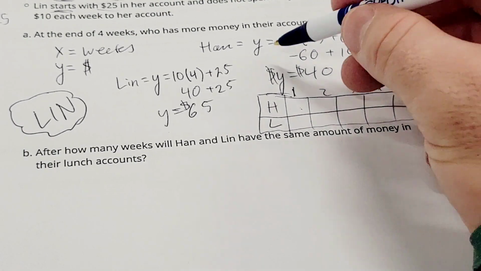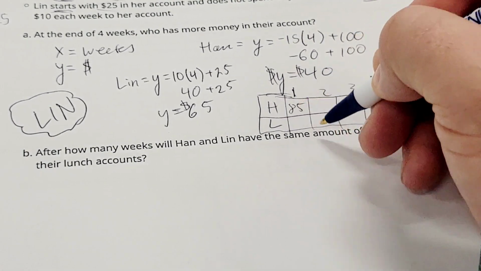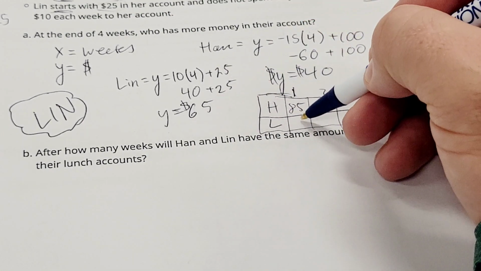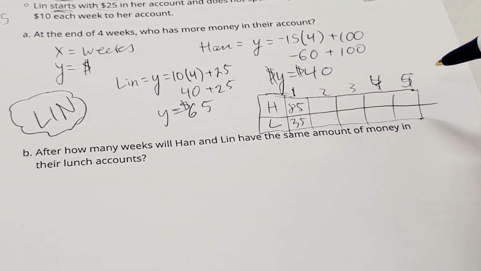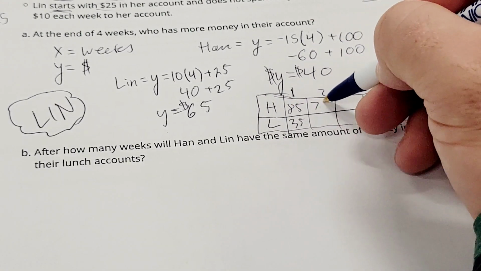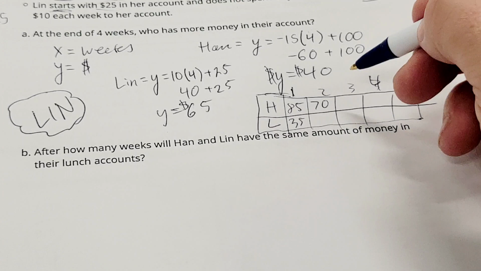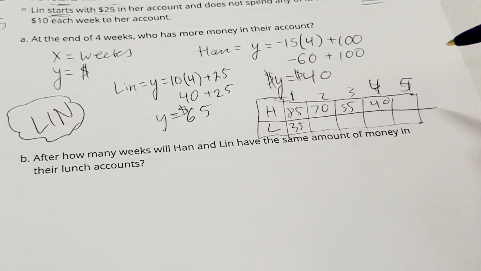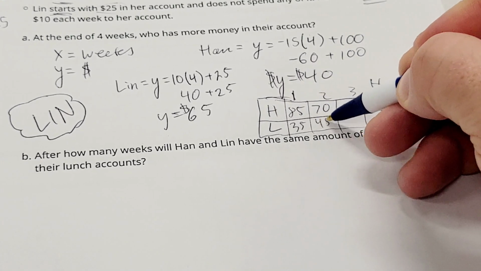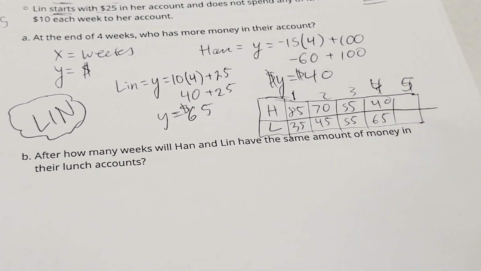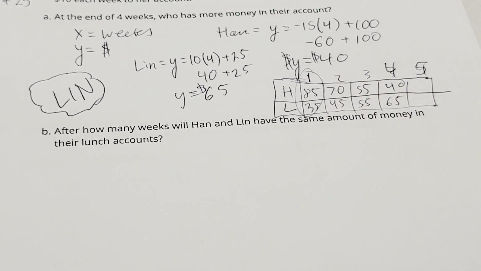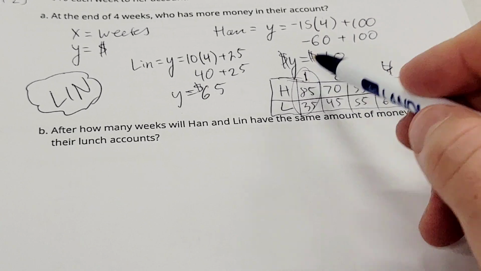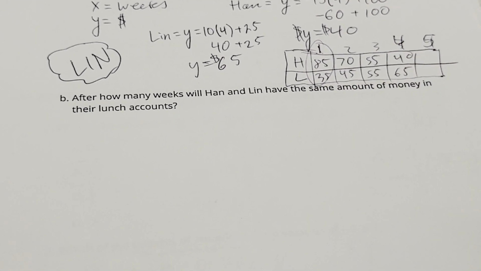So for Han, that would be $15 less, which would be 85 there. And for Lynn, that would be $10 more, which would be 35 there. Han keeps going down by 15 each time. Okay, and Lynn's keeps going up by 10 each time. Okay, but again, it's that starting week that is the issue there. Is that the starting number, or is that after 1 week of money comes off or added? That is after 1 week. So that's kind of the pickle there. So be careful when you make tables.